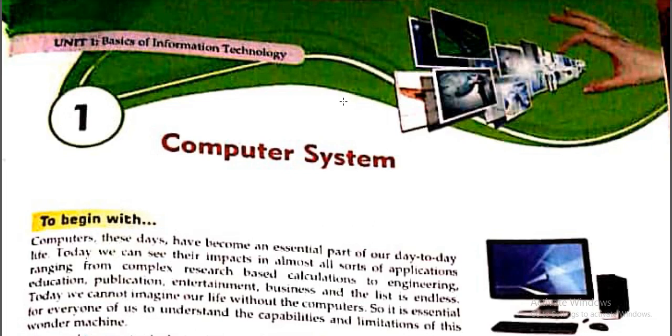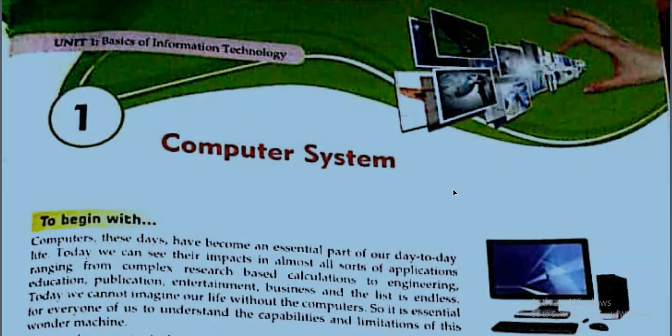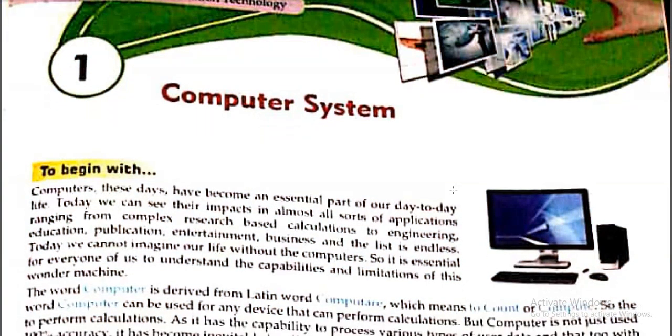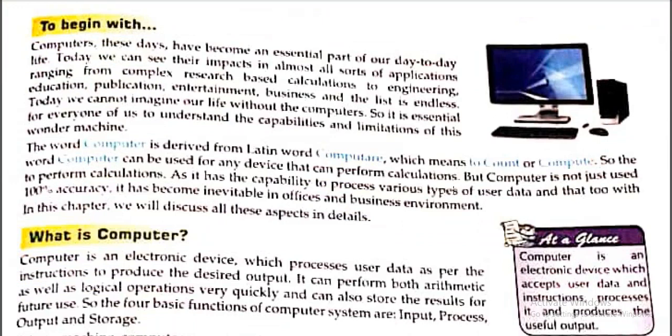So I'm starting from your very first chapter. The name of this chapter is computer system. To begin with, this chapter informs you what is the need of the computer, what are the characteristics of the computer, what are the input and output devices of the computer, and what the processing unit, that is the CPU, is and its work. So these basic things will be included in this chapter.